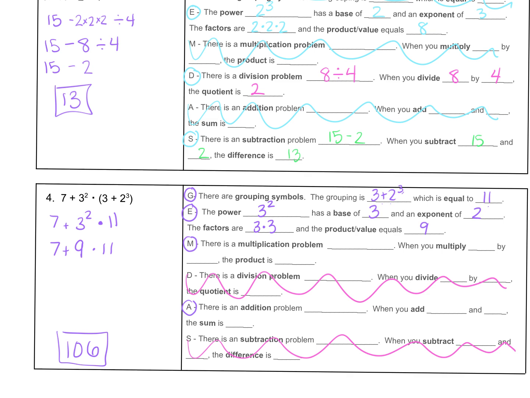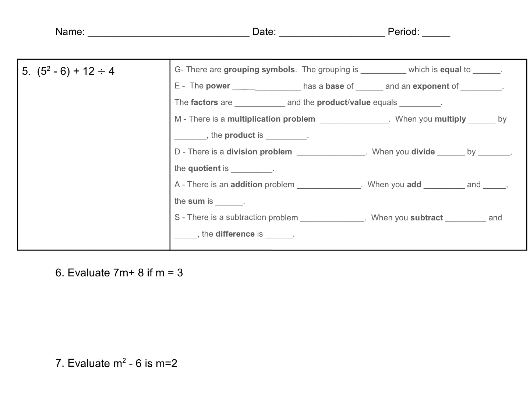Next, we're going to do the multiplication problem. You should have gotten an answer of the product of 99. Now go ahead and do the addition problem. You should have gotten 7 plus 99. When you add 7 and 99, the sum is 106. Okay, go ahead and answer the questions for number 5 and circle the letters that are being used for GEMDAS.